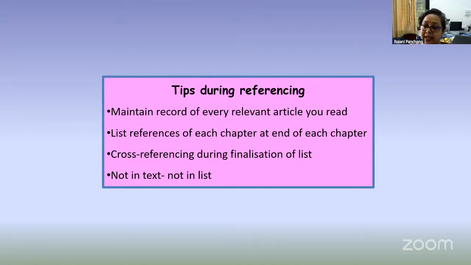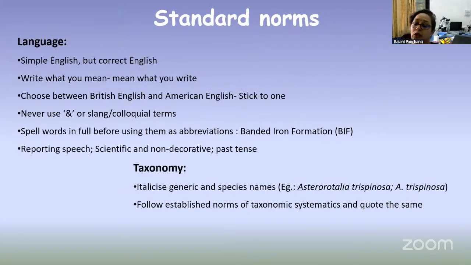And in the end, wherever there is duplication, let us say you have used Panchang 2008 in first chapter, second chapter, third chapter, fourth chapter. While compiling it, you will find it 4 times. Delete it and keep only once. Fine? Standard norms.